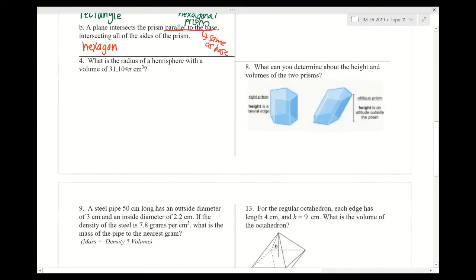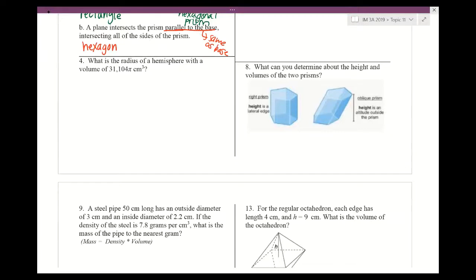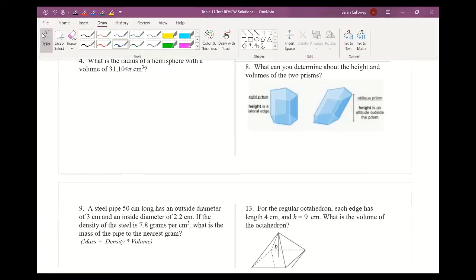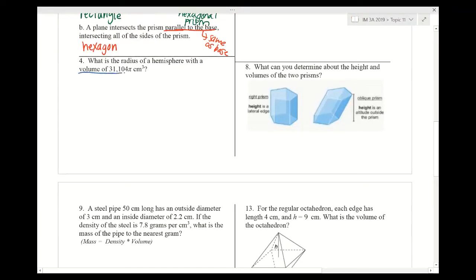For 4, we're asked, what is the radius of a hemisphere with a volume of 31,104 pi cubic centimeters? So what is the radius? So our answer is going to be the value of r. Since we have cubic centimeters for our volume, that means we're going to have centimeters as our units for radius because it's a length.